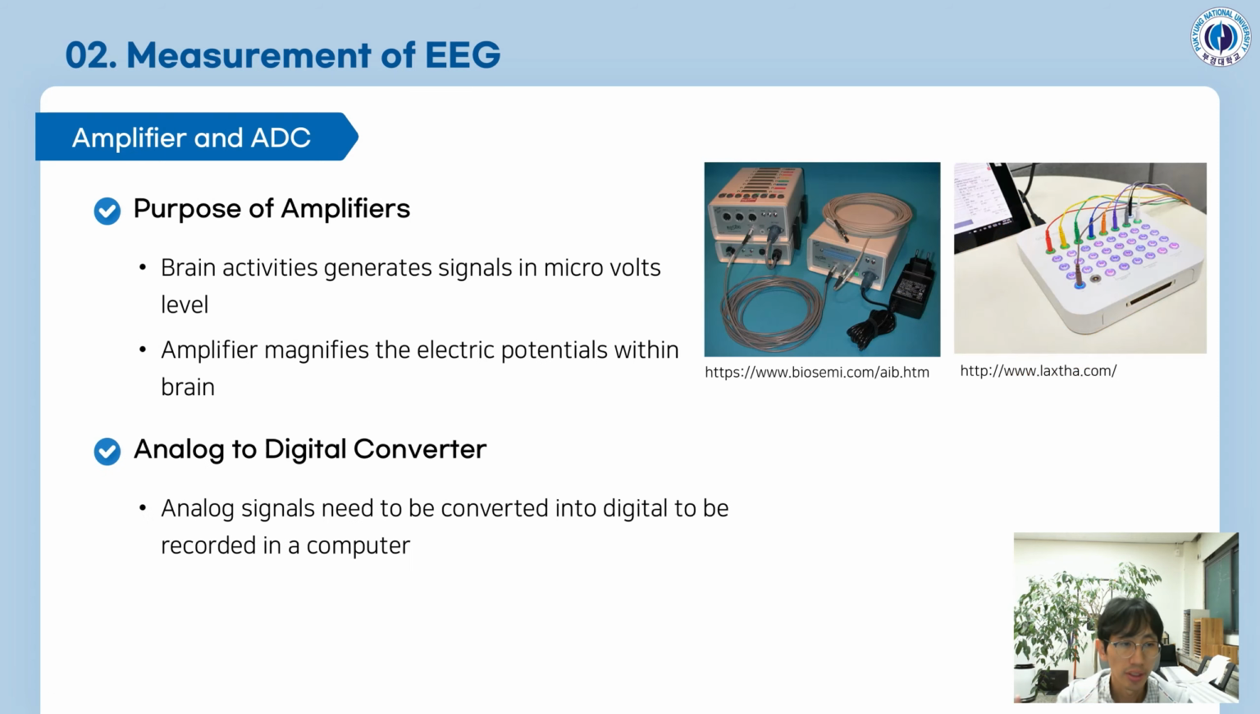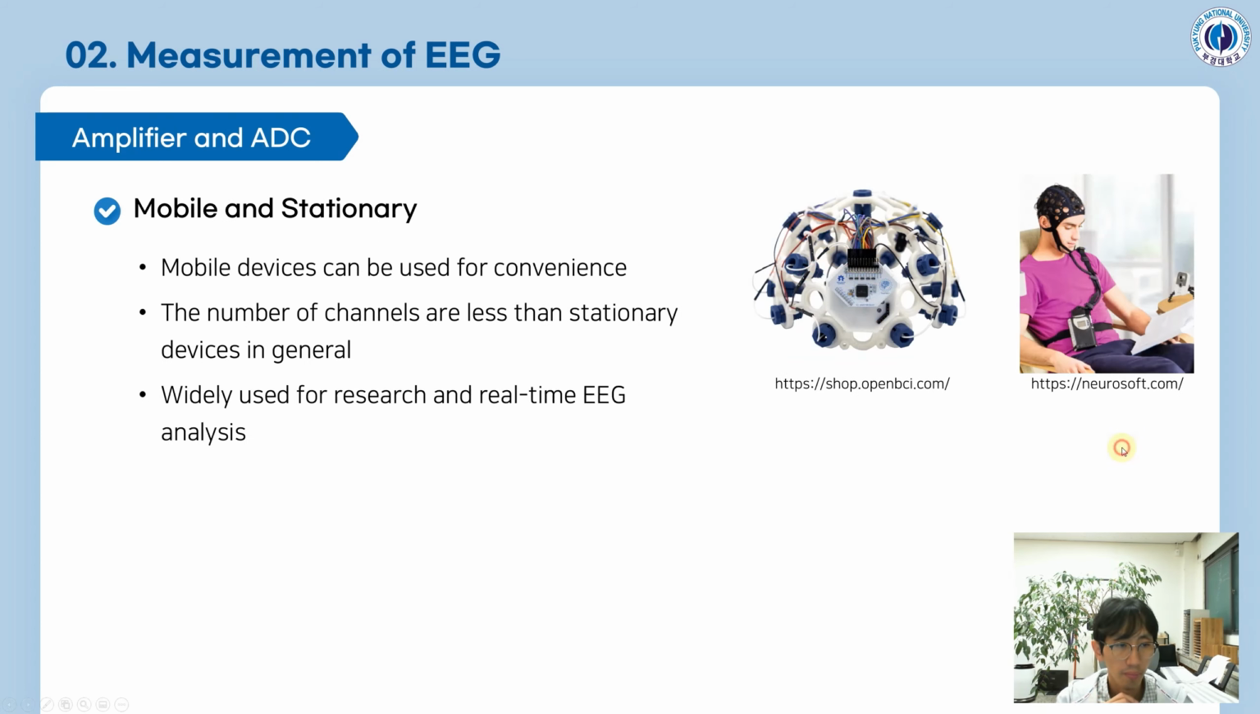And yeah, these two devices were stationary, and these are used at the laboratories, and also there are some big machines for the hospitals as well. And they are pretty precise, it's like accurate, and there's also some mobile devices. These mobile devices are cheaper than the stationary devices in general, and this device is OpenBCI, and the right one is the device of Neurosoft. I used to use this OpenBCI, and this is cheap.